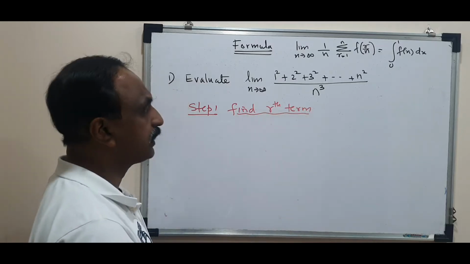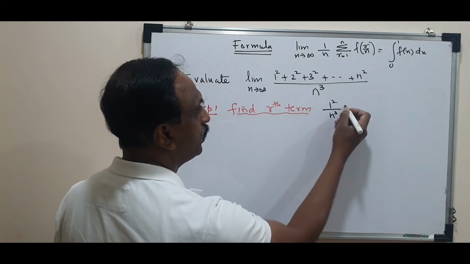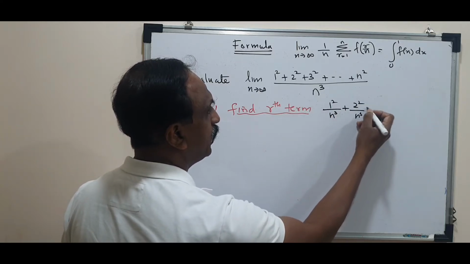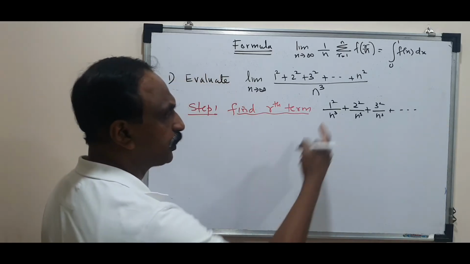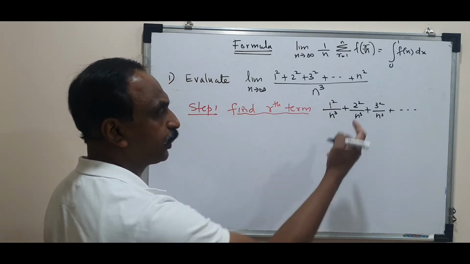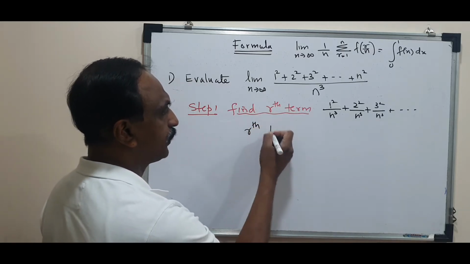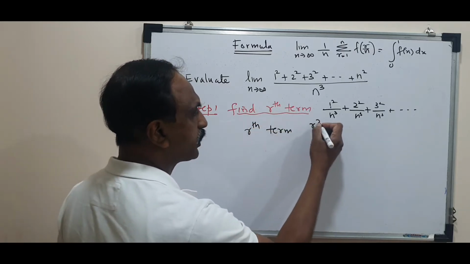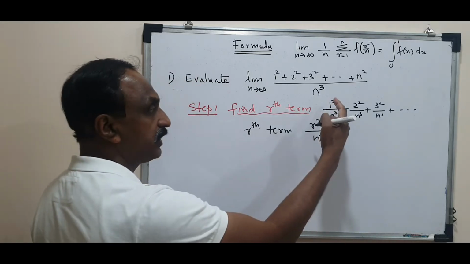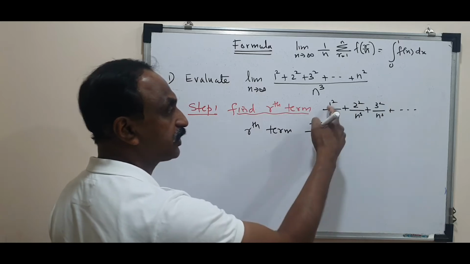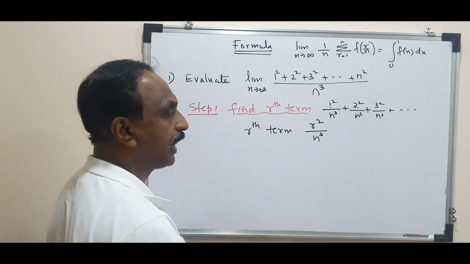How do you find the rth term? You can imagine this to be 1 square upon n cube, 2 square upon n cube, 3 square upon n cube, and goes on like that. Which means first term is 1 square upon n cube, second term is 2 square upon n cube. So naturally the rth term will be r square upon n cube. Denominator n cube is constant. What varies is the numerator: first with 1, second with 2, third with 3. So rth term will be r square upon n cube.